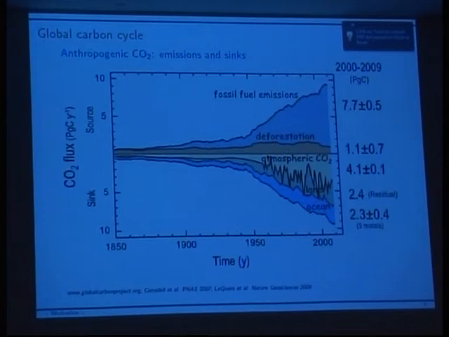But also where are the natural sources and sinks of atmospheric CO2. You see there were large changes over the last 100 years, again, the takeover of the fossil fuel emissions. But even until 1950 you can see that deforestation was a large part of the anthropogenic CO2 contribution.